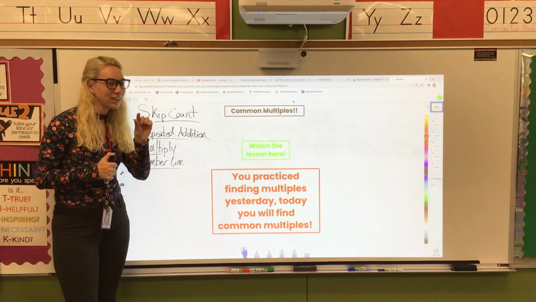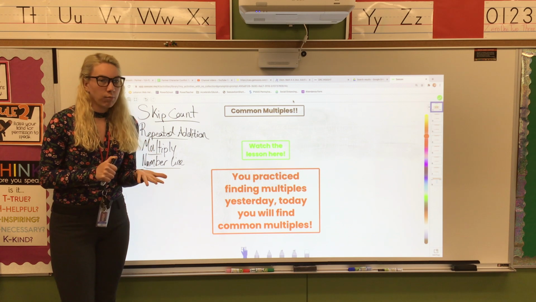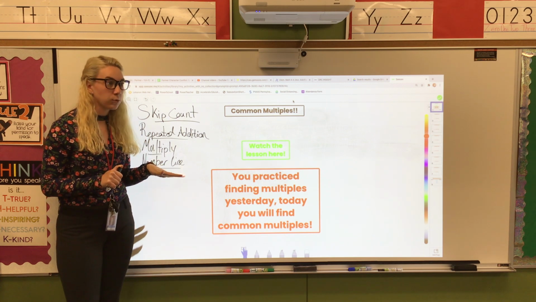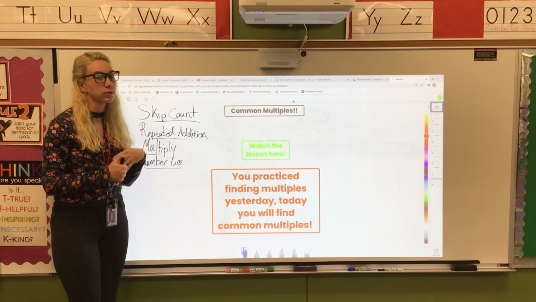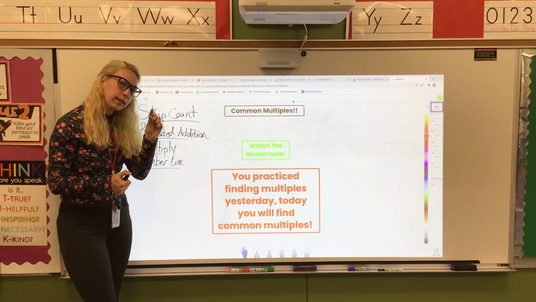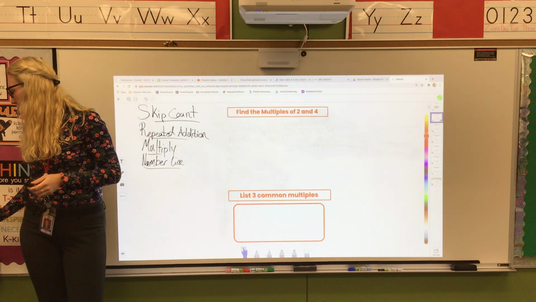Today, we're going to take it a little bit further. We're going to take it another step, and we're going to find what's called a common multiple. You guys, we just did this with factors, and we found the ones that were the same. That's what we're doing again, but first we have to find the multiples and then find the common multiples. So it's a little bit more work, okay? Let's go to the first slide.